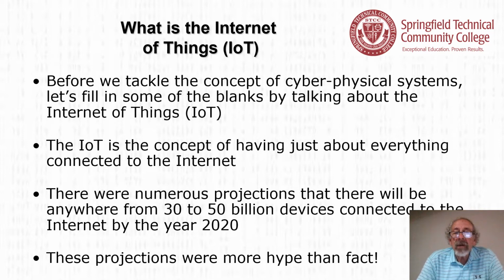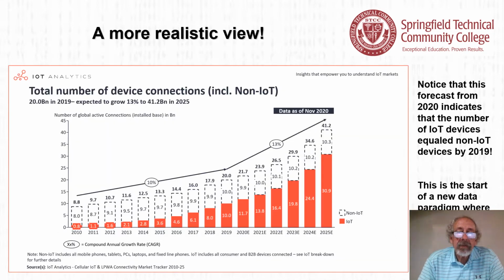But before we tackle the concept of cyber-physical systems, let's fill in some of the blanks by talking about the Internet of Things, or IoT. Now, the IoT is a concept of having just about everything connected to the Internet. There were numerous projections that there will be anywhere from 30 to 50 billion devices connected to the Internet by the year 2020. Most of these projections were more hype than fact.